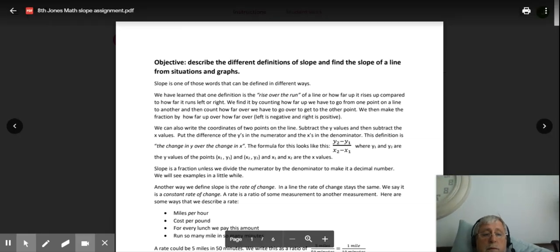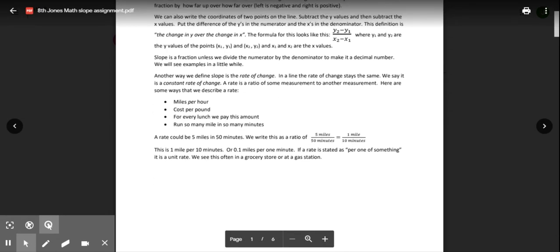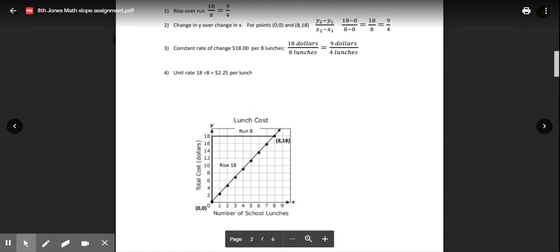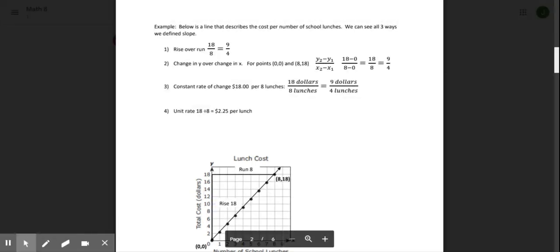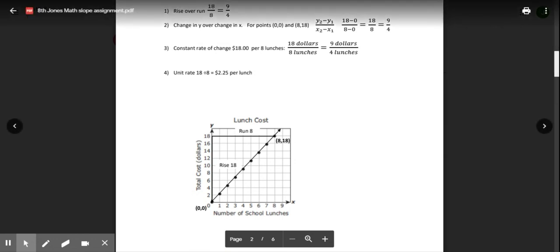Okay, so let's turn this off here. All right, so you said you were having problems with, first of all, this part here. And then looking up here, we see that you have the example below here, which is the cost of lunches, which is down, right here, and the number of school lunches are over here.